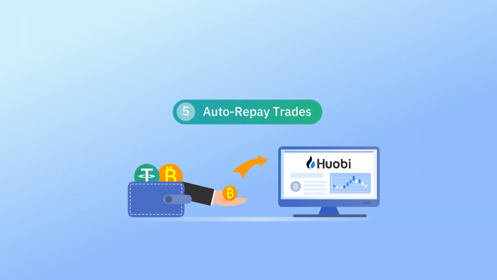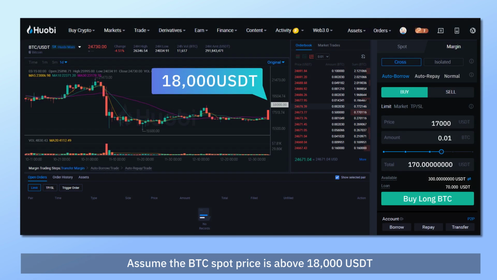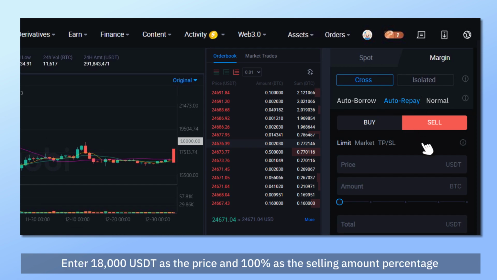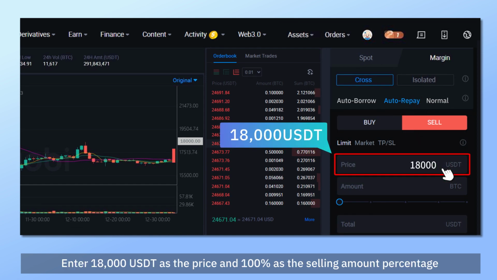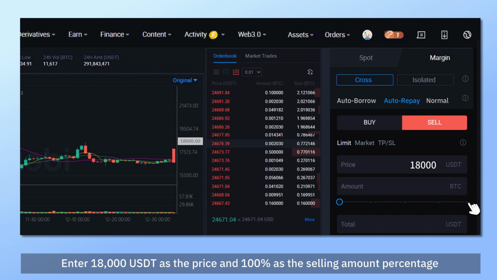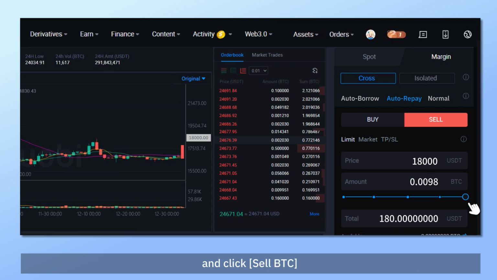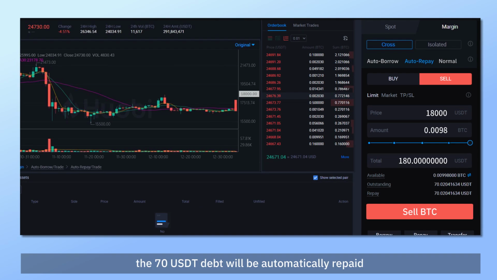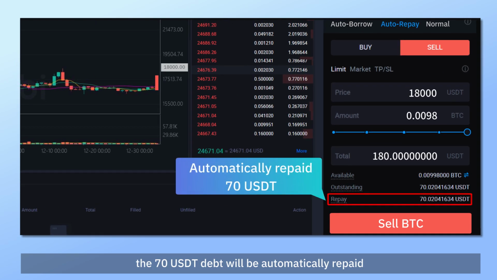Auto repay trades. Assume the BTC spot price is above 18,000 USDT and a trader selects the auto repay mode. Enter 18,000 USDT as the price and 100% as the selling amount percentage, and click Sell BTC. After execution, the 70 USDT debt will be automatically repaid.